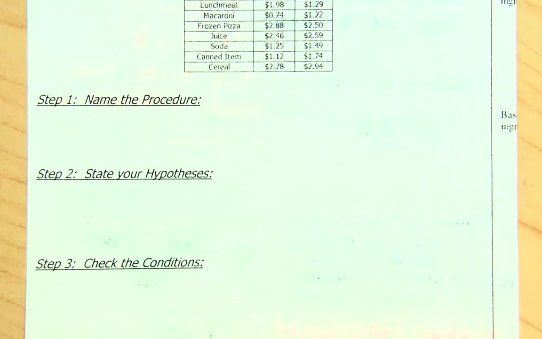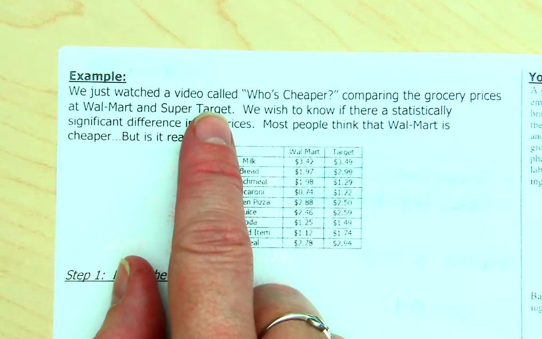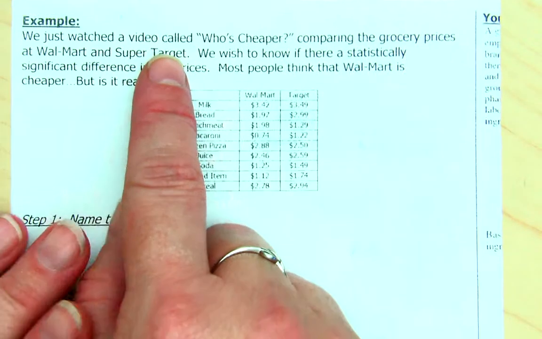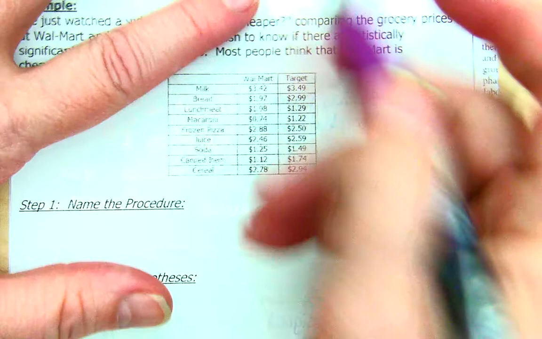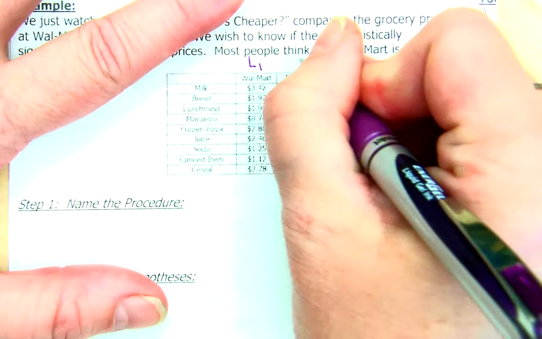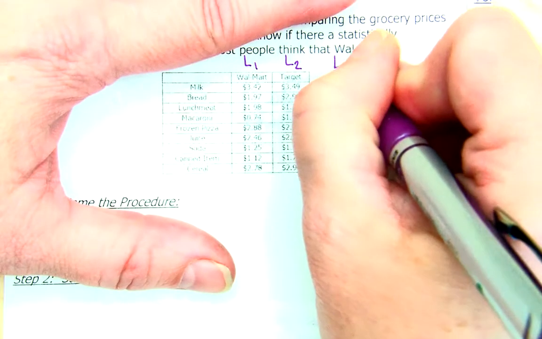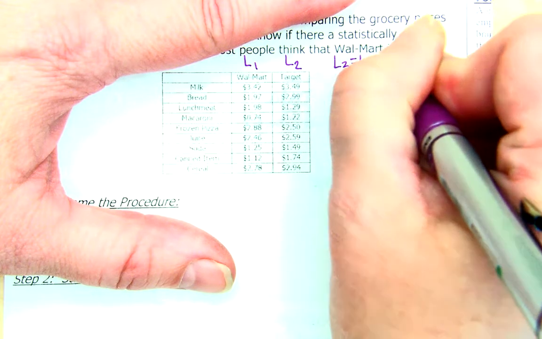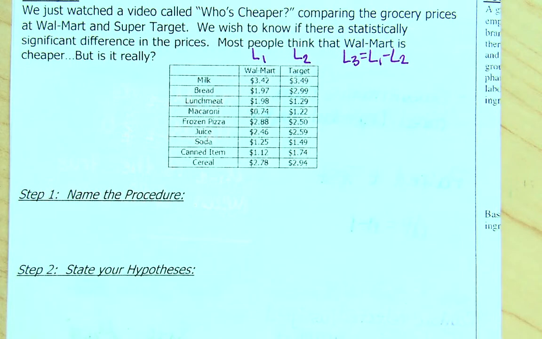Okay, let's look at an example. Here, we're skipping the video because all it is showing you is people shopping inside a store. You've seen this before. I think you've all been inside a Walmart or a Target. So what we're going to do is enter Walmart prices in L1, Target in L2, and then create an L3, which is L1 minus L2. So go ahead and do your calculator part.